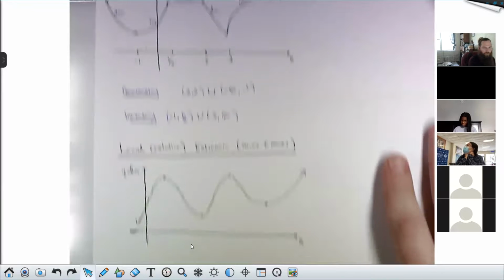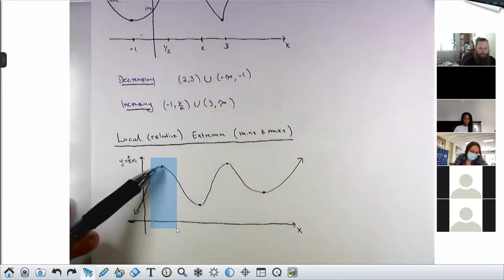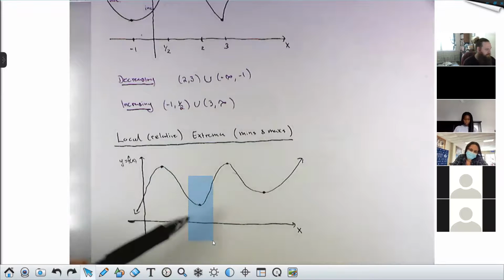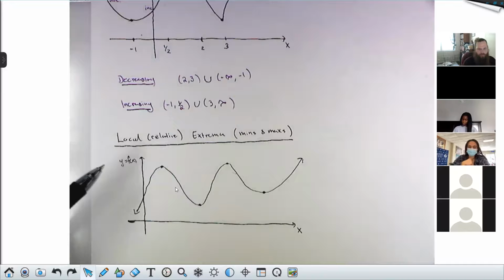The points that I've just put a little tick on are special. If you draw a little window around this point, you see that the marked point there is the tallest point in that window. And if you draw a little window around this point, you see that the marked point there is the lowest point anywhere in that window. This is what it means to be a local max, and this is what it means to be a local min.